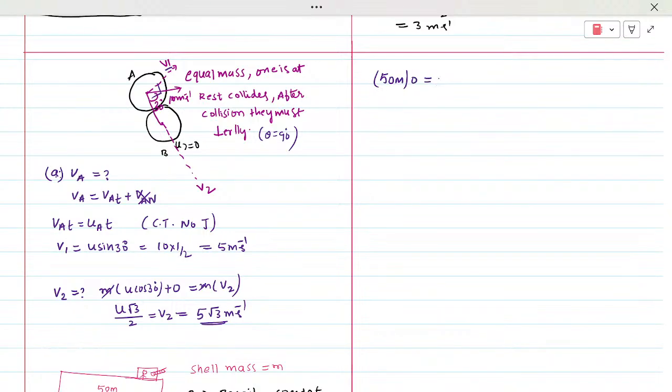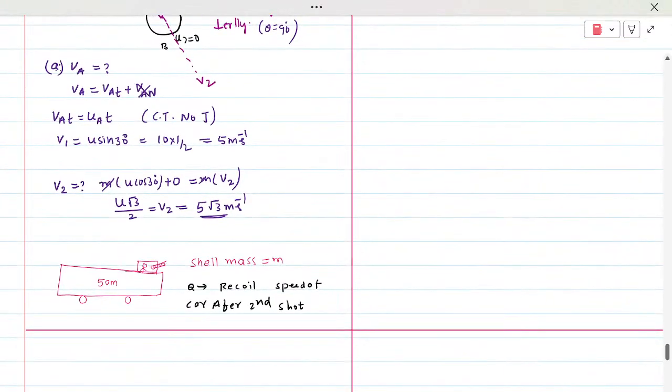Now the shell is fired with velocity v. Each time the shell is fired, the shell means the bullet, with 200 meters per second. Then the recoiling velocity of the car after the second shot. This is the question.